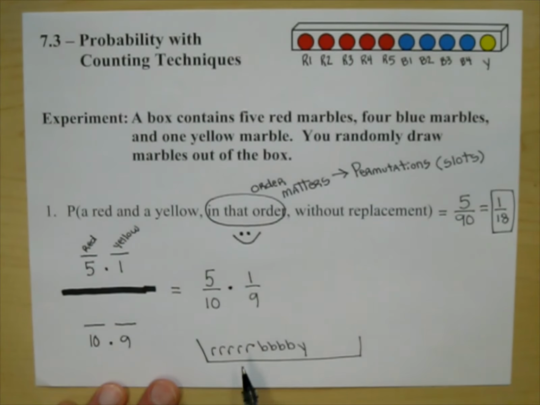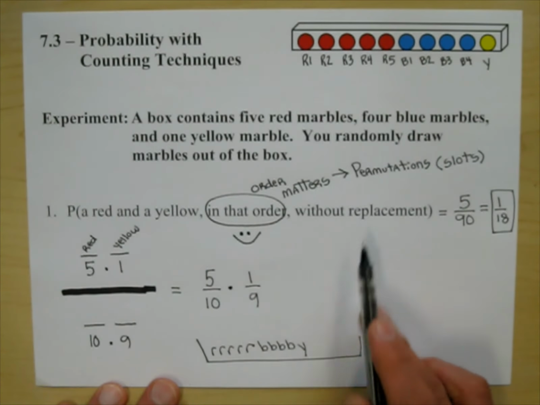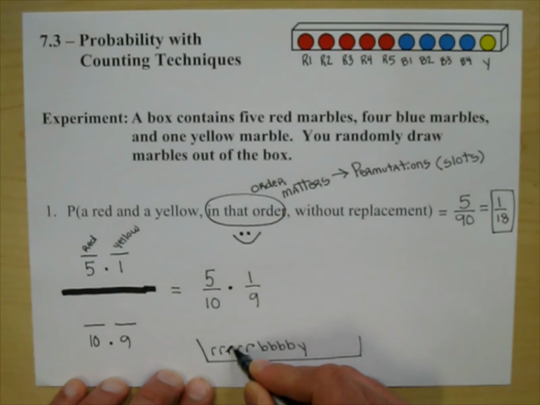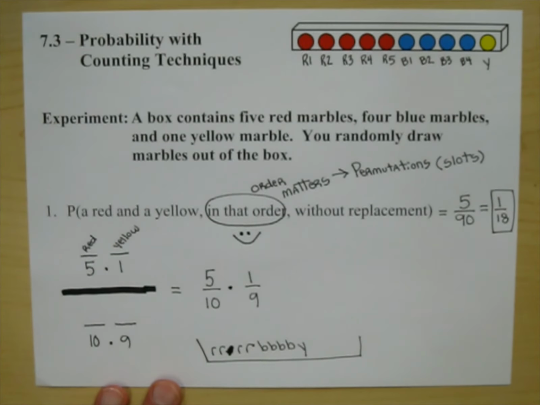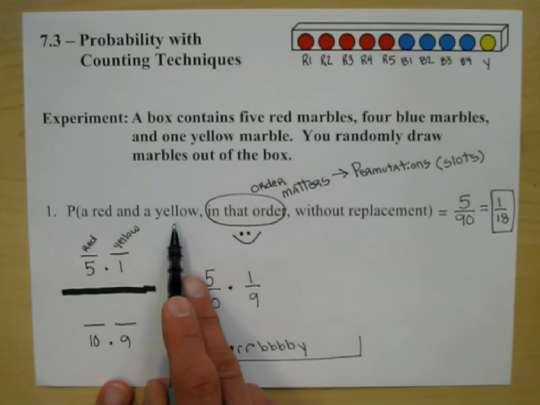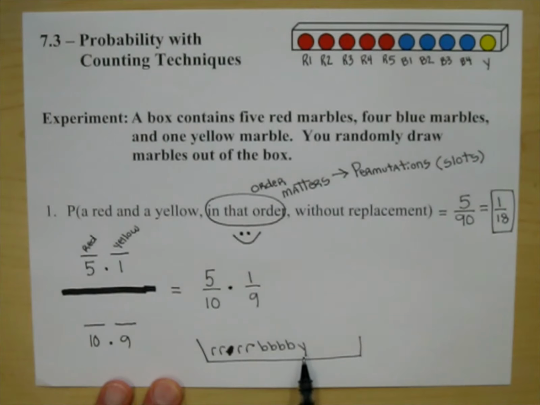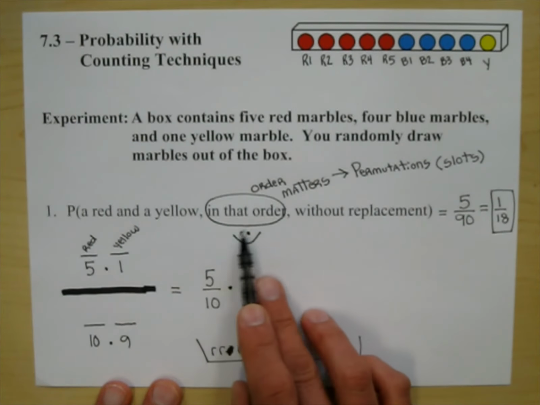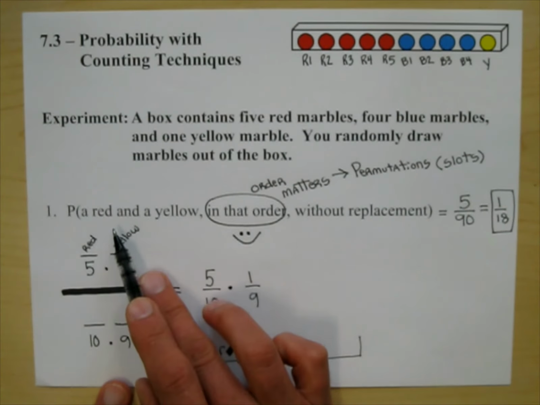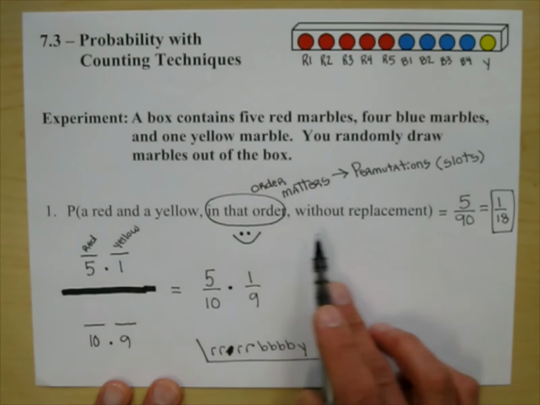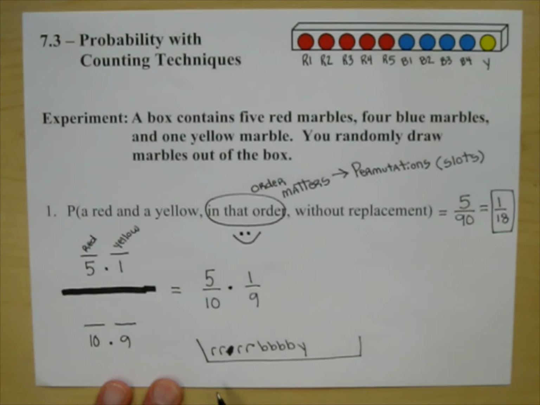Now watch this. Because it says without replacement, I cross out one of the reds, or I take it out of the box. Now my box only has how many marbles in it? It has 9 marbles, and then we say, what's the probability of pulling out a yellow? 1 yellow out of 9, 1/9. And so I can do the problem when it says in that order, 1 marble at a time, and when it's without replacement, I can cross out the marbles as I pull them out.